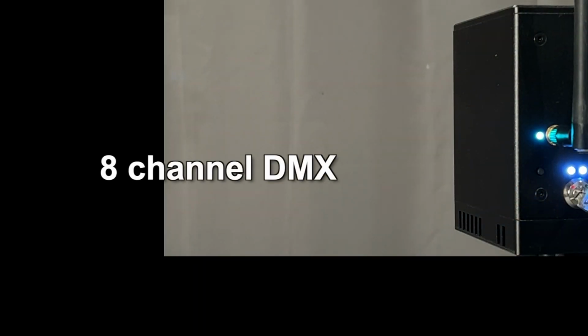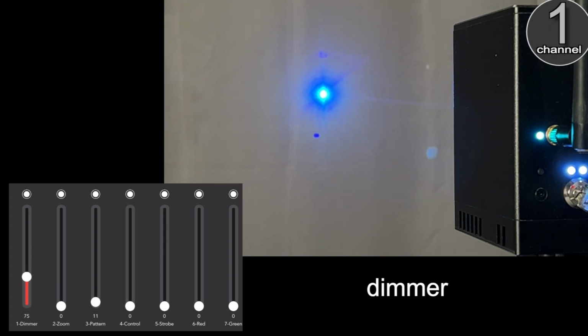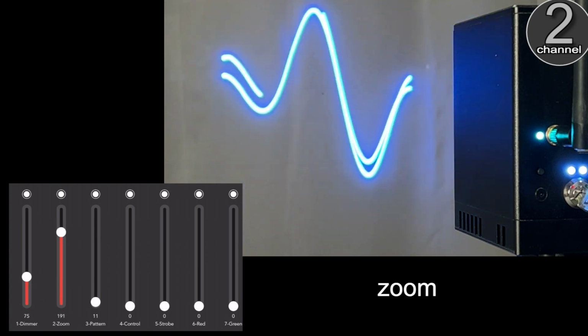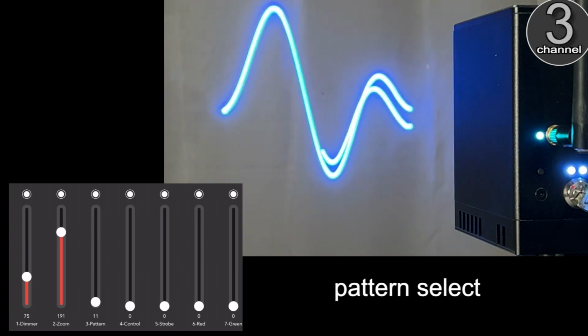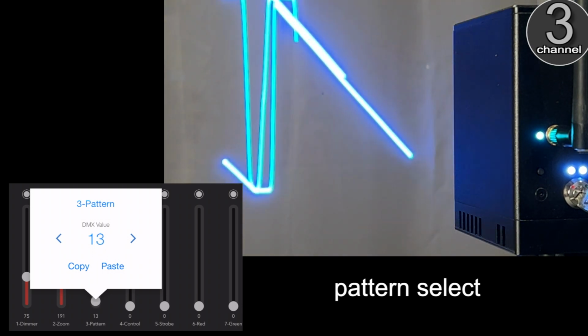Okay, now that the LaserCube is an Artnet device, you can control it with 8 DMX channels. So channel 1 is a dimmer control. Channel 2 controls the zoom. And channel 3, you can select different patterns depending on the value that you're sending.